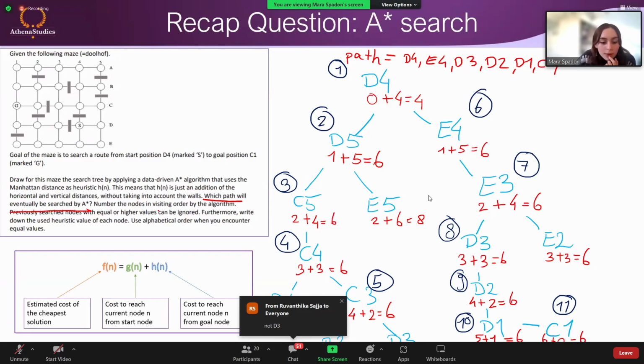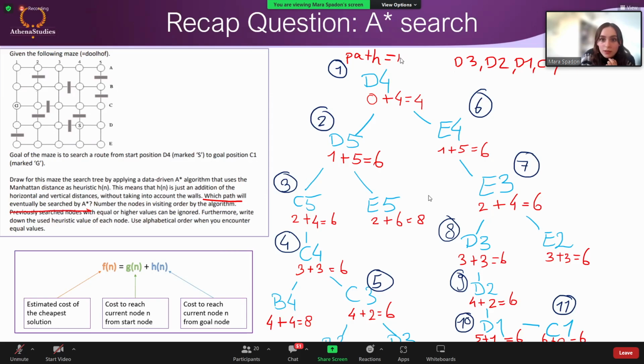Isn't E3 in the path? Oh, sorry. Yes, I skipped it. Great. D3 as well, though, but we are going from E4. Sorry, E3 as well. So we start at D4, E4, E3. Very sharp. Thank you. Yes, I missed that one. So D4, E4, E3, D3, D2, D1, and C1.